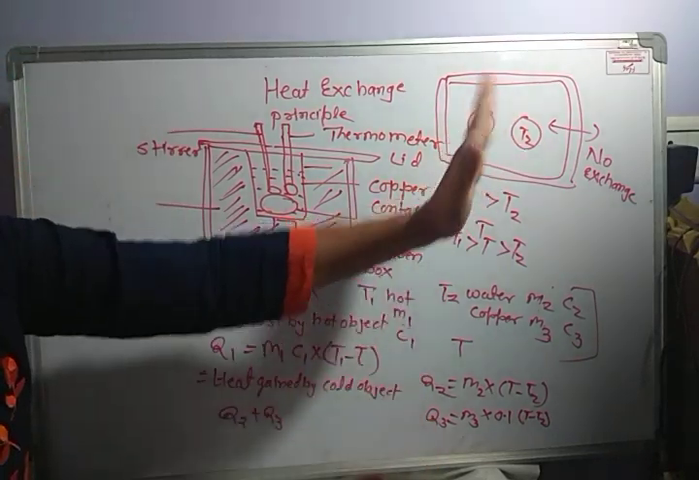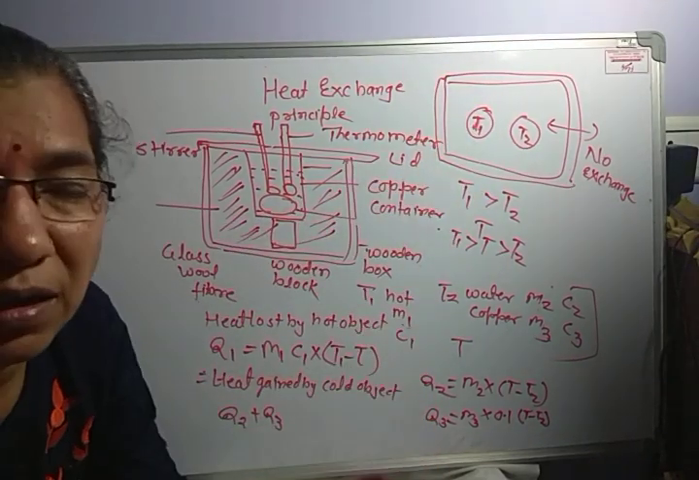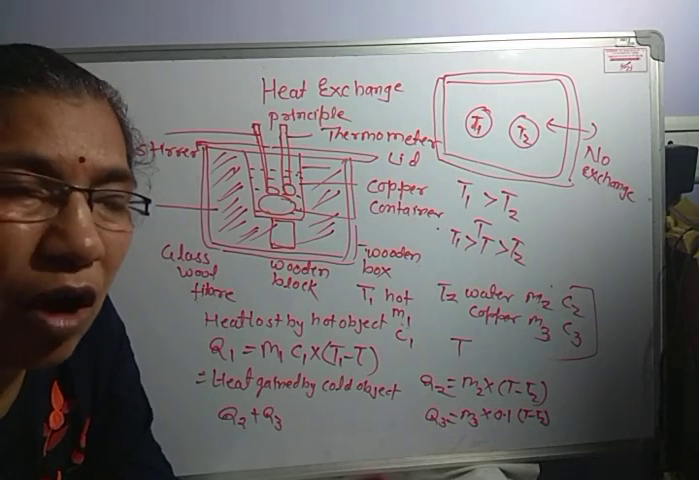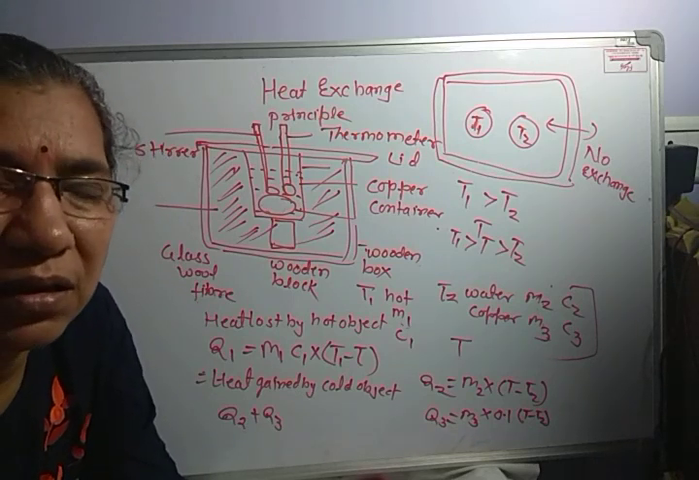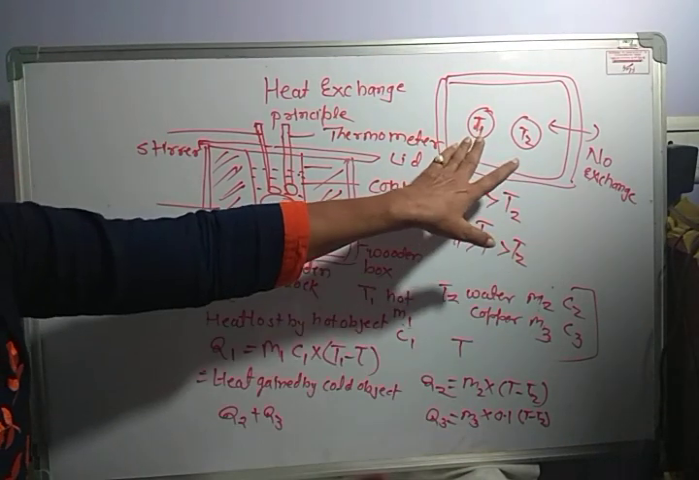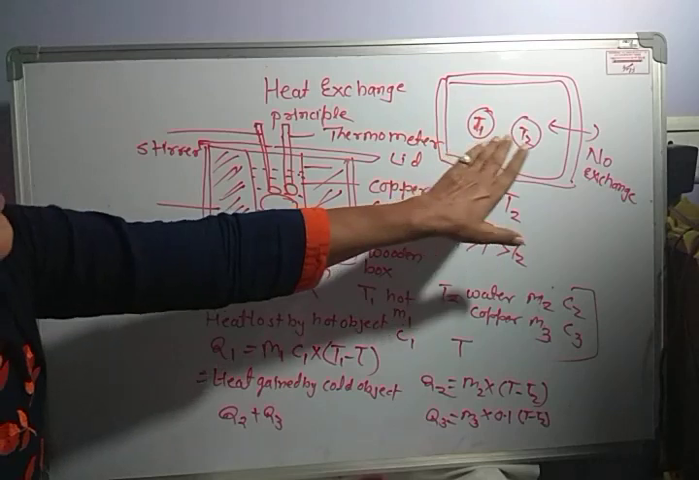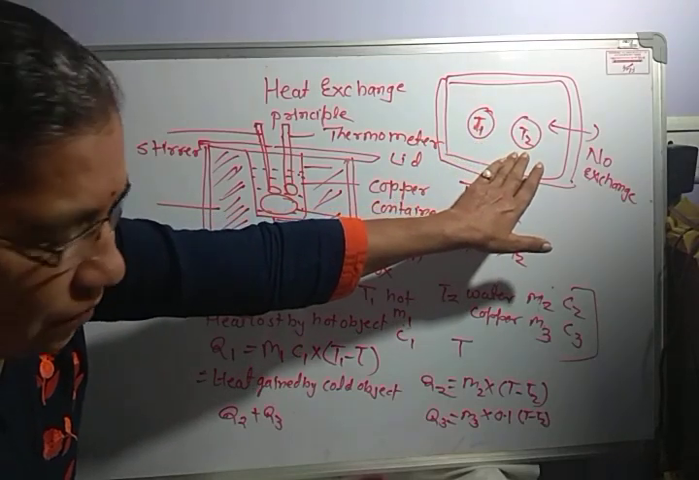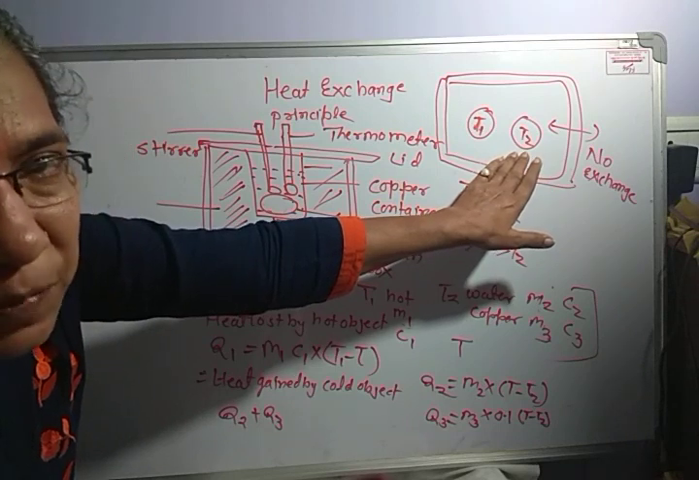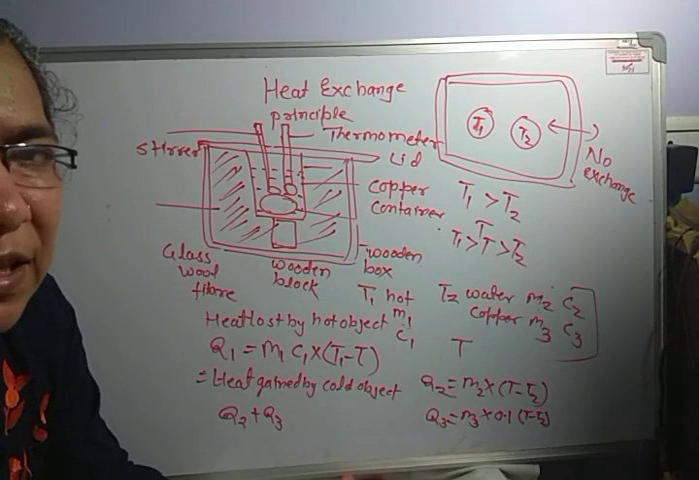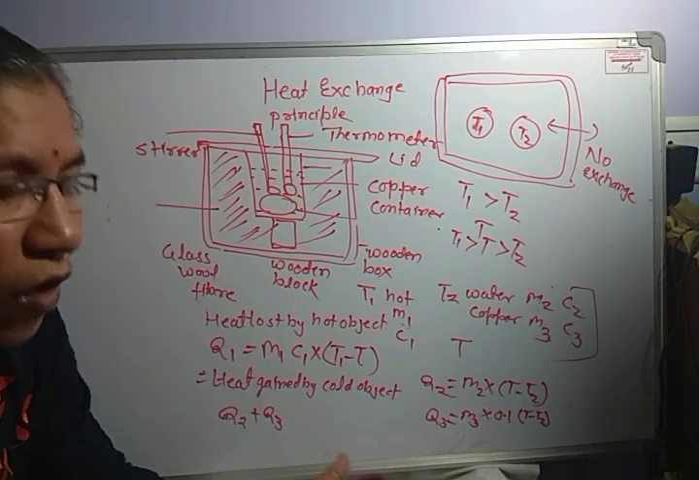So this is made of insulated material, and the specific heat capacity of air is very small. So the amount of heat gained by air can be neglected, and therefore we say that the heat lost by the hot object is equal to the heat gained by the cold object. This is the heat exchange principle. This principle is used to find the specific heat capacity of any object.